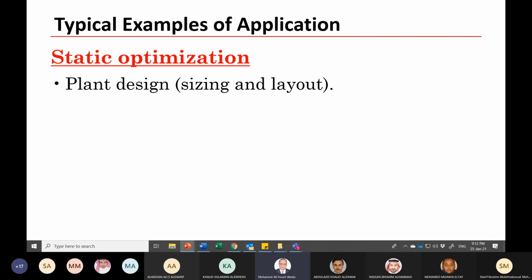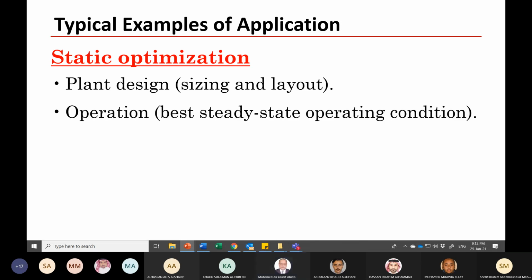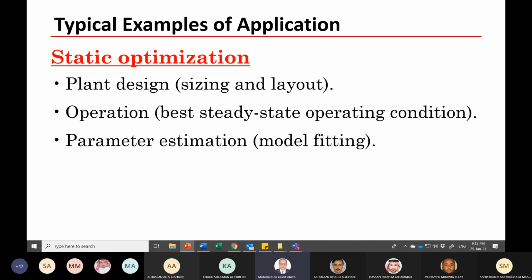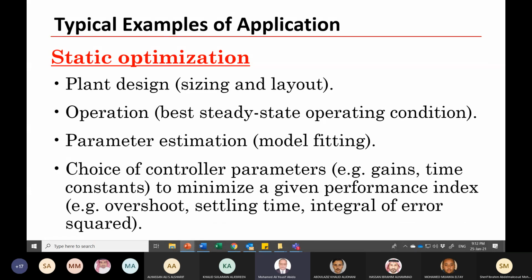Static optimization: plant design, sizing, and layout, based on the steady state operating condition. So there is no time involved here. Parameter estimation, model fitting: you can create a model and find the model parameters, or choose the control parameters, gains, and time constants to minimize a given performance index, such as short settling time or integral of error squared. All these we discussed just a few minutes back.